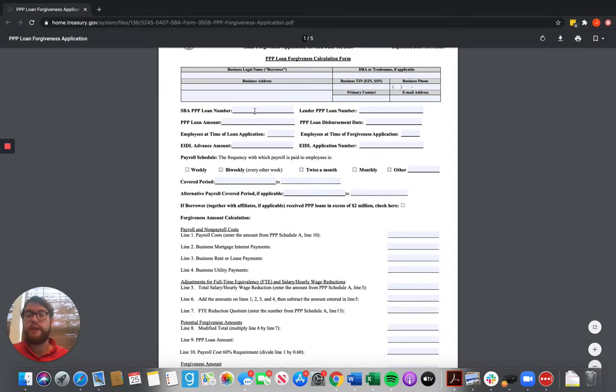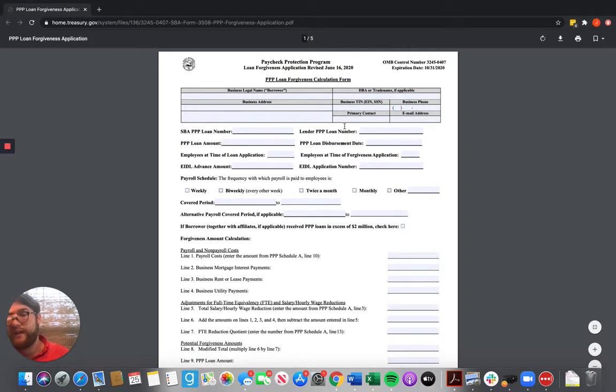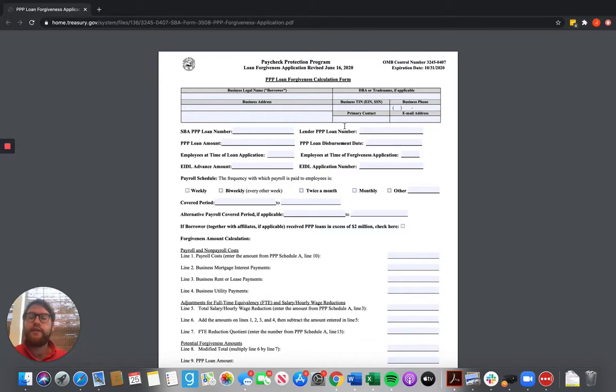And if you don't have some of these numbers, like your loan number from the SBA, your loan number from your lender, your EIDL amount or application number, make sure that you contact your lender, as the lender should be able to provide you with these two numbers, and the SBA should be able to provide you with these two numbers.